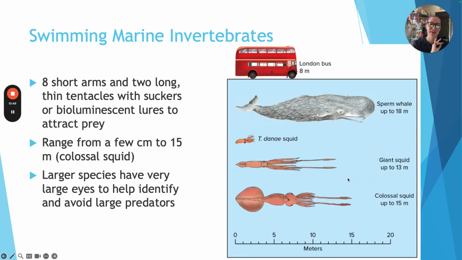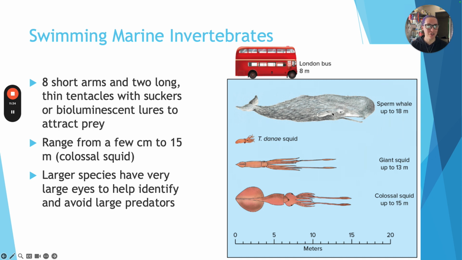So different types of squid in general have 8 short arms, much like an octopus, but to be different from an octopus, they also have 2 long, thin tentacles with suckers on them or bioluminescent lures to help attract their prey. Sizes of squid can vary from a few centimeters, so really, really teeny tiny, upwards of 15 meters long, which is the colossal squid. Larger species of squid also have very large eyes to help them identify and avoid large predators, especially if they live in the deep oceans. You need large eyes so that you can see the very, very dim lights in the deep oceans.